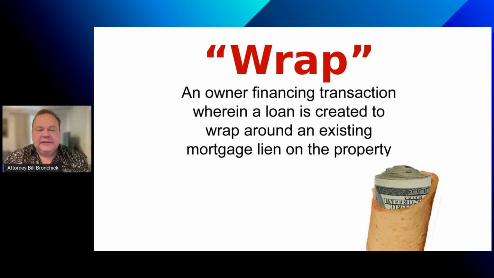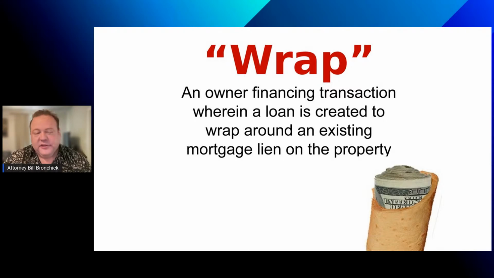And in that owner financing transaction, a loan is created that wraps around an existing mortgage lien against the property. Now, a traditional owner finance or seller carry is when a seller owns a property with no mortgage, free and clear. The seller transfers title to the buyer at closing. The buyer signs a promissory note, and then a mortgage, or if you're in a deed of trust state, a deed of trust. I use those expressions interchangeably because they're basically liens against the property by which the borrower pledges the property as collateral for payment on the note.